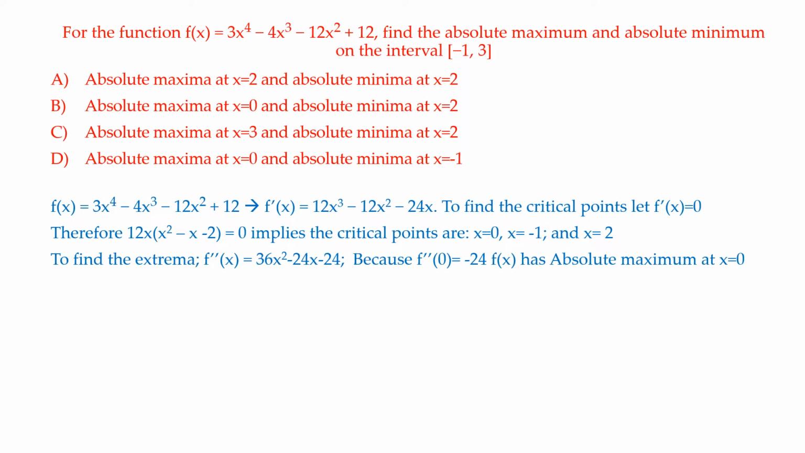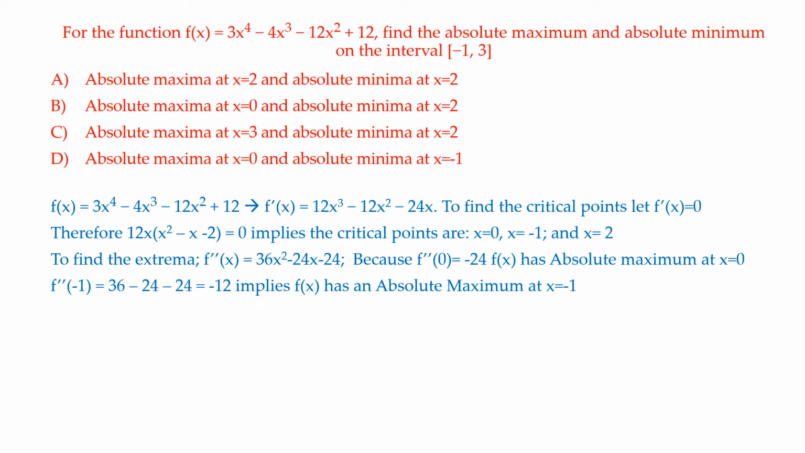To find the extrema, we first get the second derivative of the function, which is equal to 36x squared minus 24x minus 24. Because f double prime evaluated at 0 will give us -24, then f of x has an absolute maximum at x equal to 0.